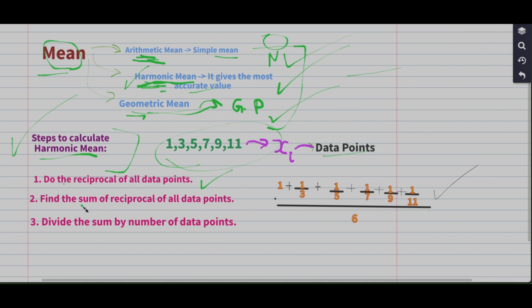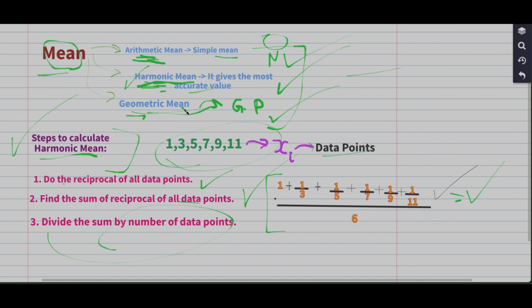These are the steps. The first step is to take the reciprocal of all data points, then you have to find the sum of all the reciprocals, right? So that is the sum. And you have to divide the sum by the number of data points. So 3, 5, 7, 9, 11, it is 6 values, so you divide by that, and this is the harmonic mean. You will find the answer of the harmonic mean of this data, right?